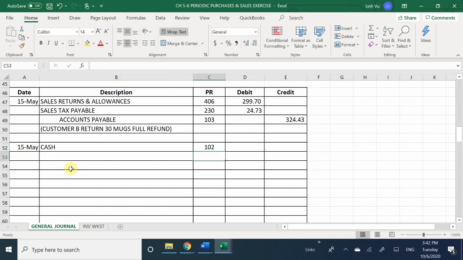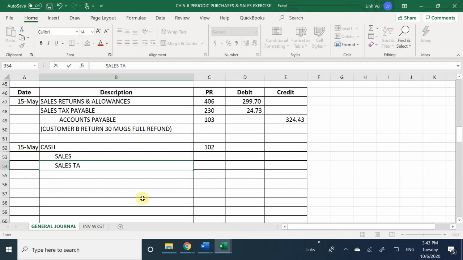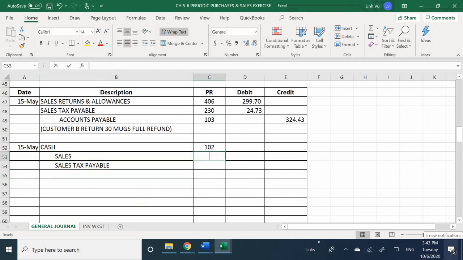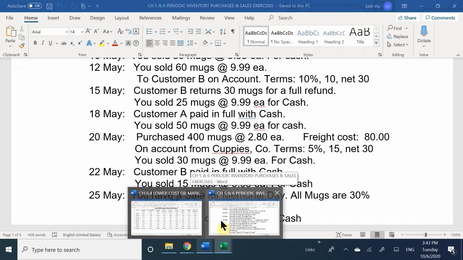Good. We're receiving these are our sales for our cash sales. Okay. Right. All right. And then we're going to break down our cash for sales and sales tax. Good. Sales tax payable. All right. So sales is 401. Yep, and 230. Perfect. Okay. So how many items did we actually sell for cash? We sold 25 mugs. Perfect. At $9.99 each. Okay.